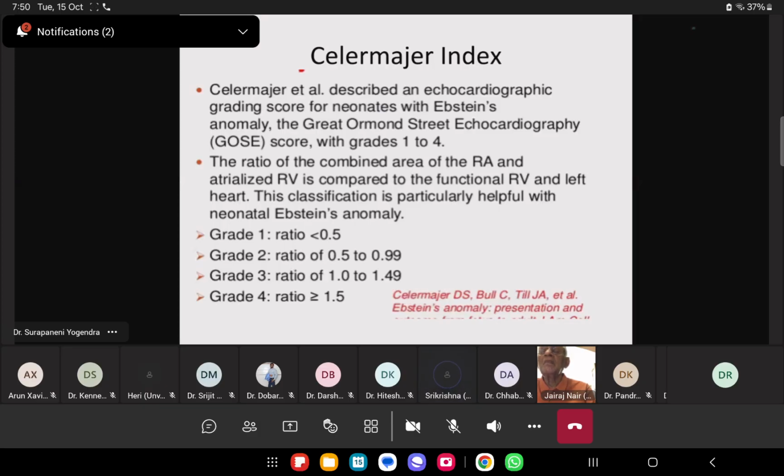Grade 1 is ratio less than 0.5. Grade 2, 0.5 to 0.99. Grade 3 is 1.0 to 1.49. Grade 4 is more than 1.5.